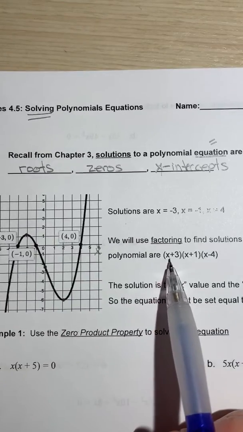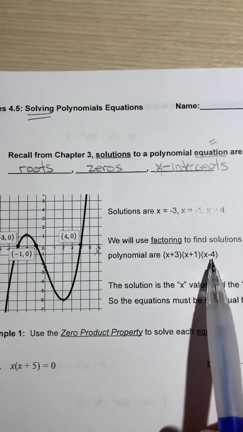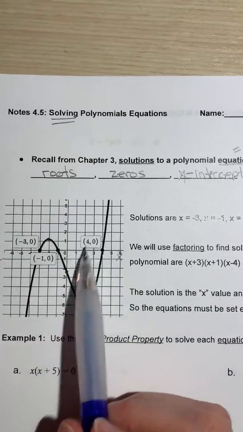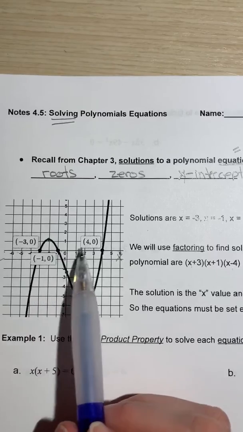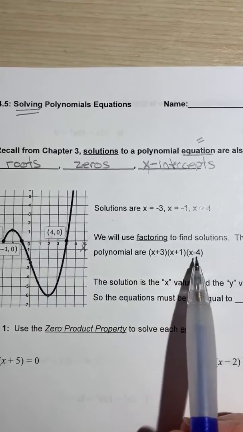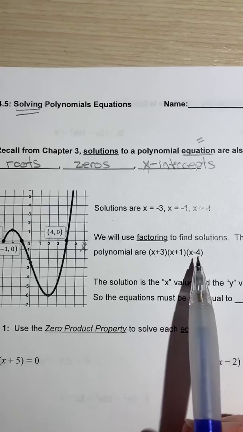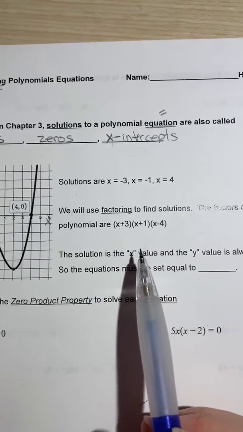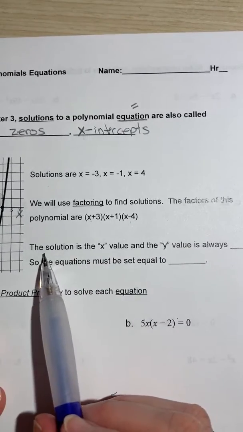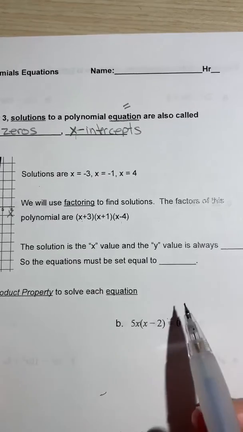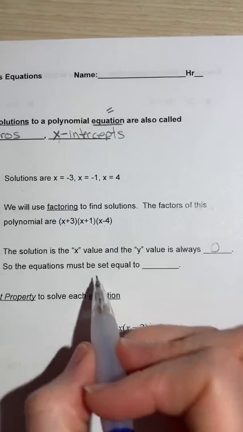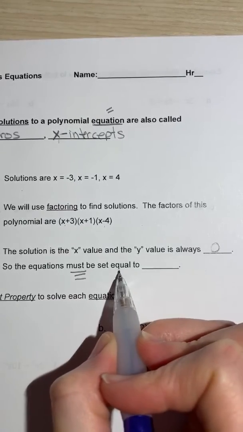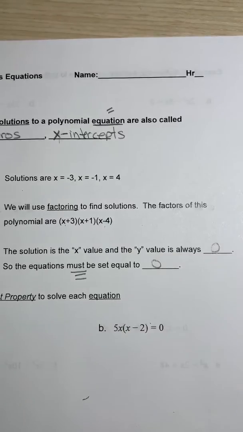The factors of this polynomial here are x plus 3, x plus 1, x minus 4. Take a look at these solutions. The solutions are -3, -1, and 4. Kind of think about how those relate to the factors. Hopefully that looks familiar from chapter 3. It says the solution is the x value. The y value will always be 0. So the equations must be set equal to 0.